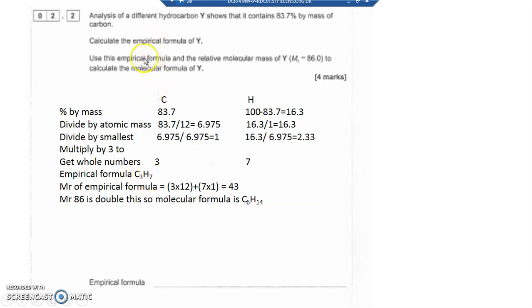Now it needs us to work out, after the empirical formula, the molecular formula. So the molecular formula is its true formula. We get this from the MR. If we add up C3H7, a carbon has got a mass of 12, so that's 36. A hydrogen has got a mass of 1, so that's 7. 36 add 7 is 43. That seems to be half of 86. So the true formula is going to be double this, C6H14. You can check its MR then equals 86 if you wish.